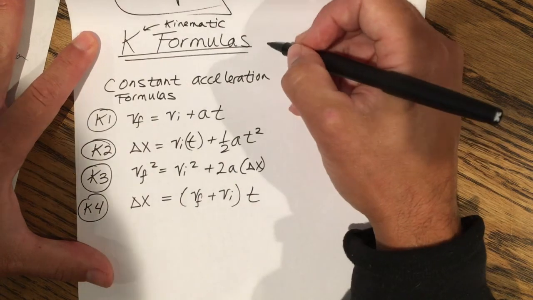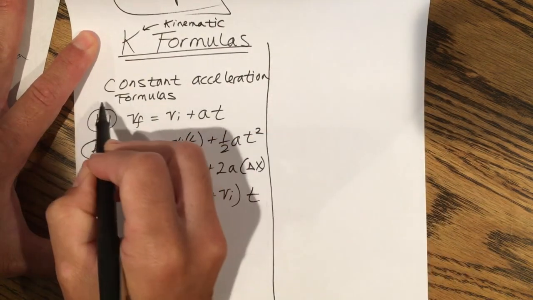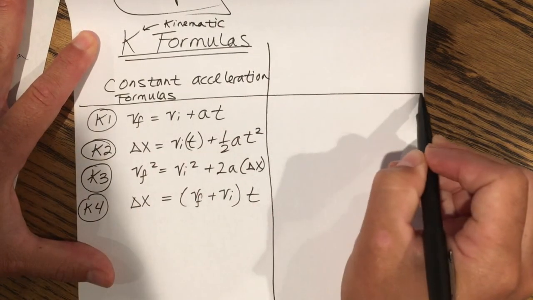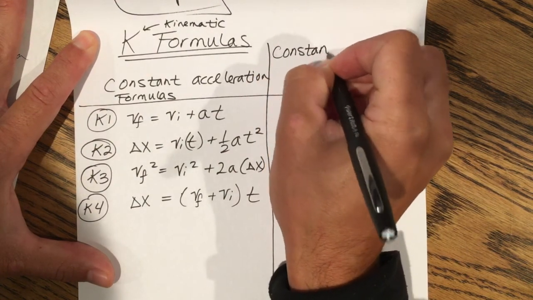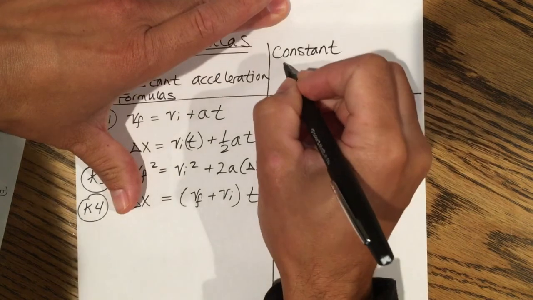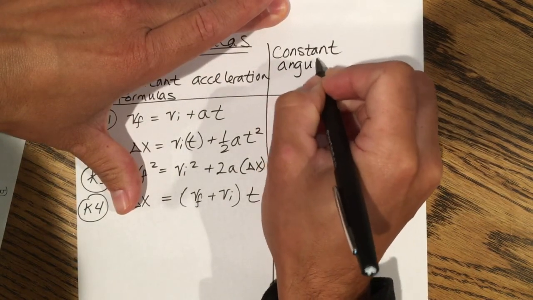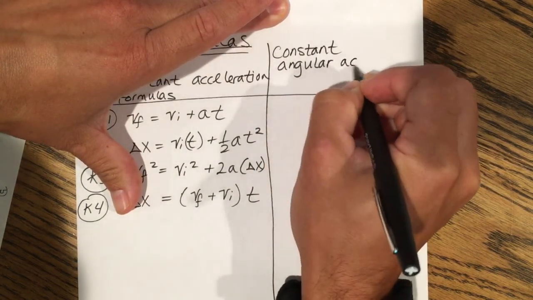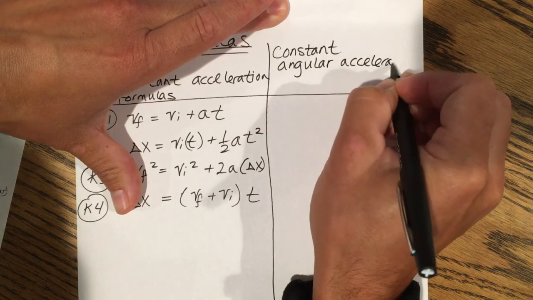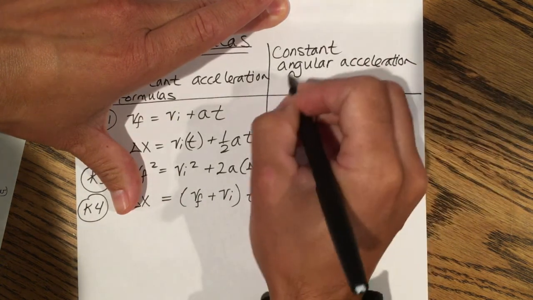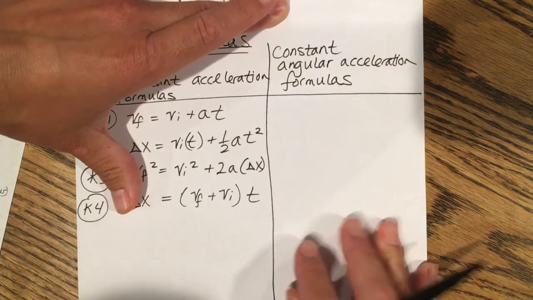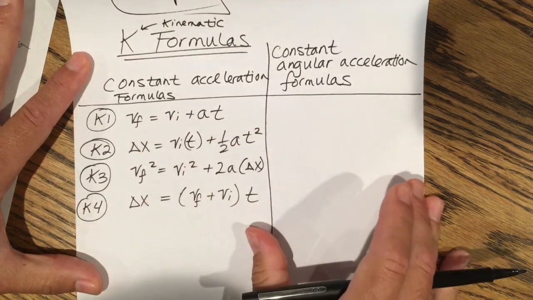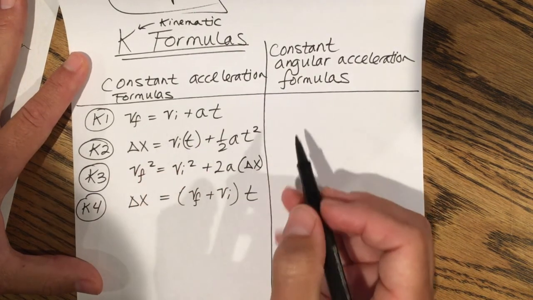Okay, so my point was going to be that just like you have constant acceleration formulas, you can have constant angular acceleration formulas. So we're now going to have equivalents of these, right? So if you know these, you should know these.